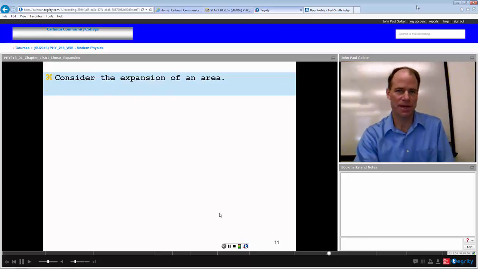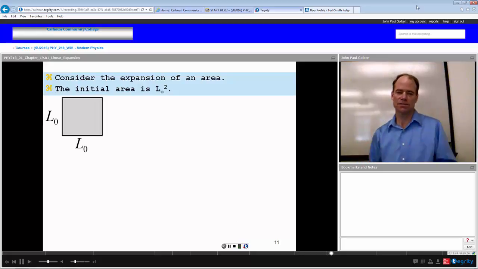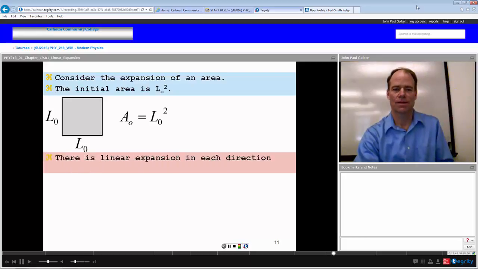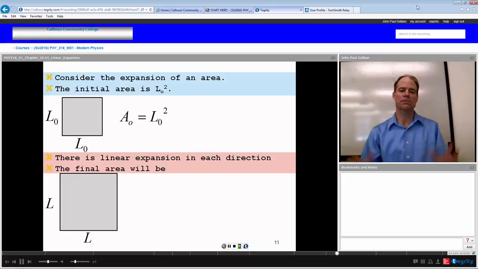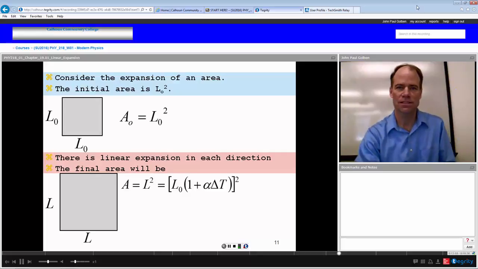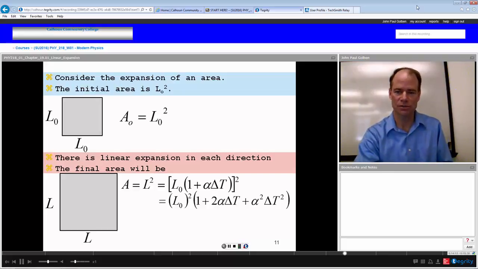So let's calculate the expansion of an area. Let's say we had an area, initial area of this square is L naught squared, and we heat it up, and there should be a linear expansion in any particular one dimension that we're looking at. So let's say expanded, and now our new area is L squared, where each dimension has expanded to L. If we make our substitution for each linear dimension L, our new area is L squared, which is L naught times (1 plus alpha delta T) squared.